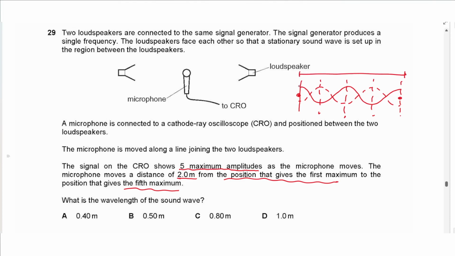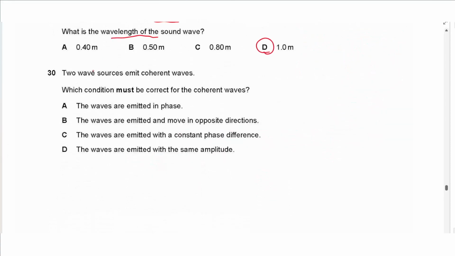So checking for the wavelength, from here to here that's one wavelength, and from here to here that's another wavelength. So 2 meters is equal to twice the wavelength. What is the wavelength of the sound wave? So if 2 meters is equal to twice the wavelength, the wavelength will be 1 meter. So we choose D.